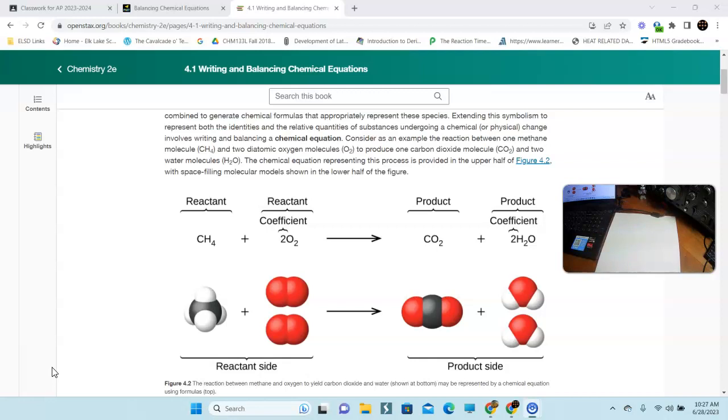And today it's a very important topic, and this is one that you should not neglect. I would like you to go to the online textbook, I've posted the link, and read the section on writing and balancing chemical equations.